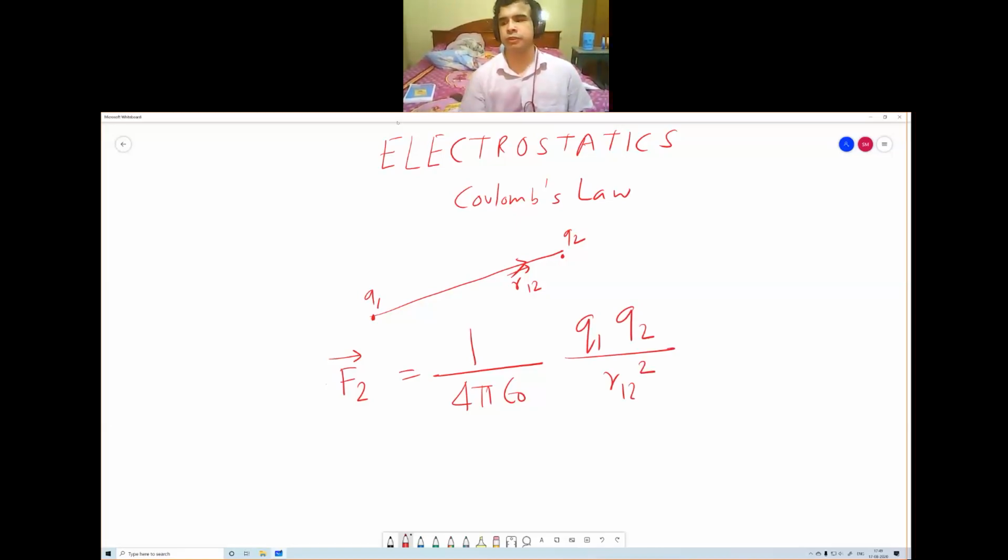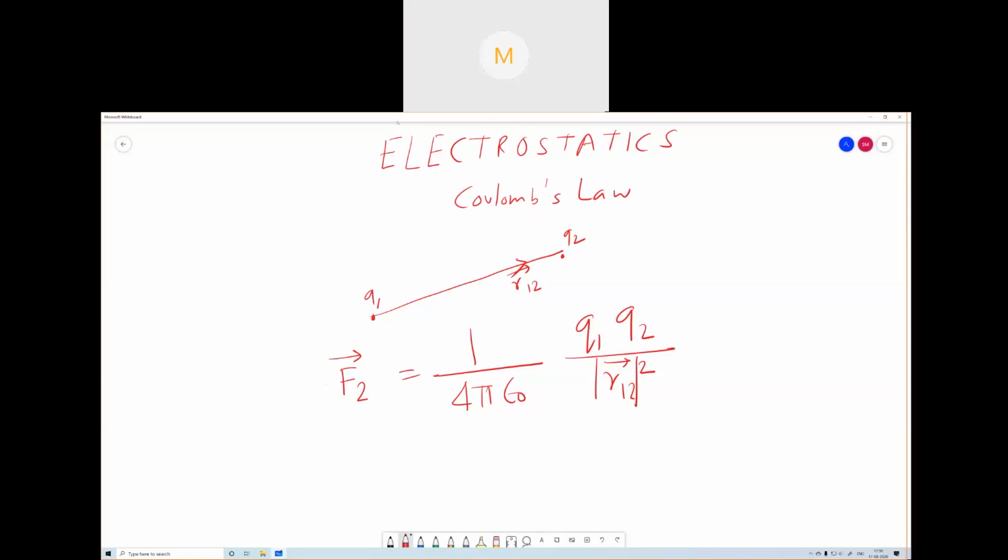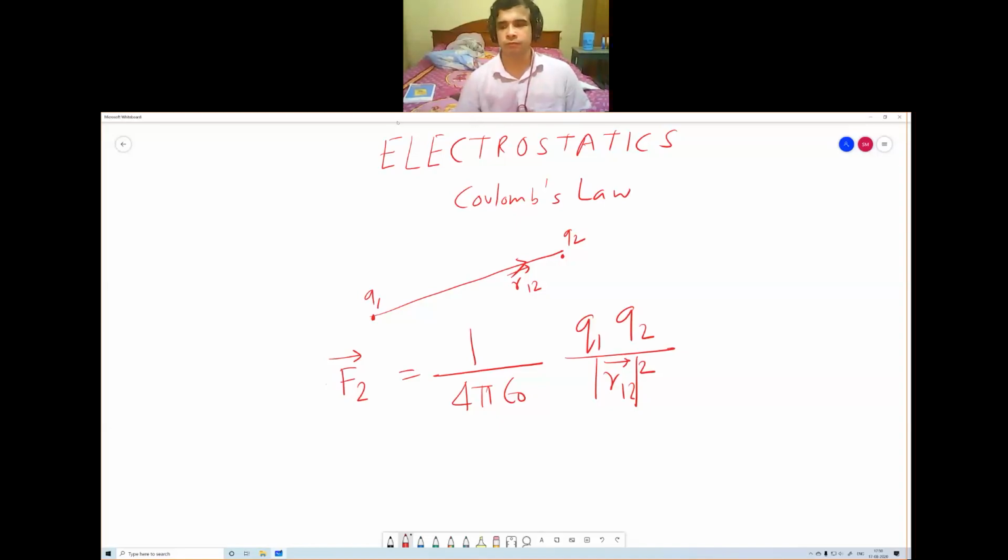What is wrong in this equation? Anyone? Something is wrong. Sir, R is a vector. R is a vector. Okay. Is it correct now? Yes, sir. Sure, everybody is correct. Still wrong. What is wrong?